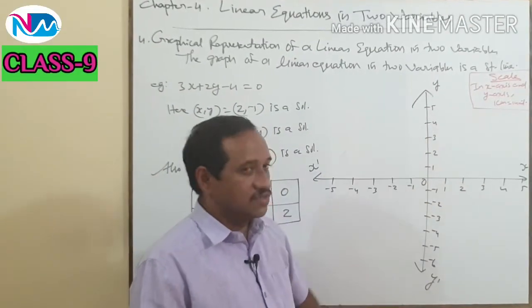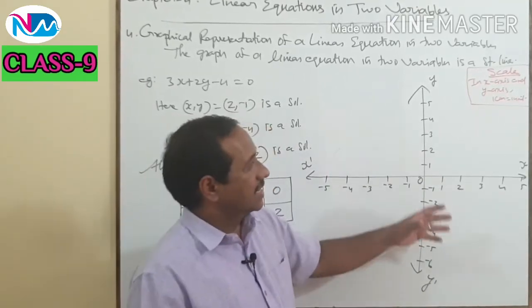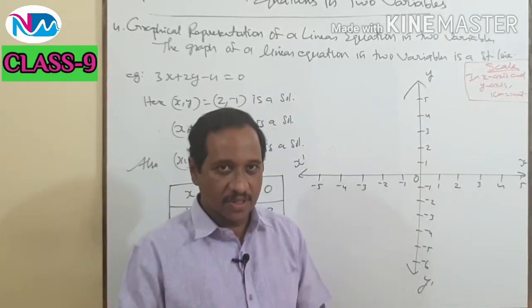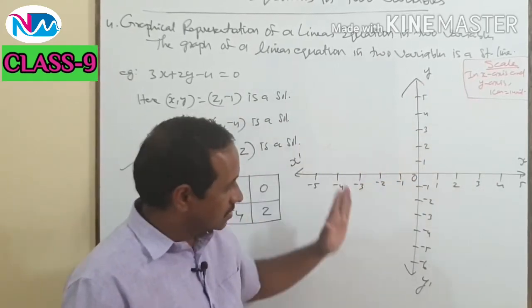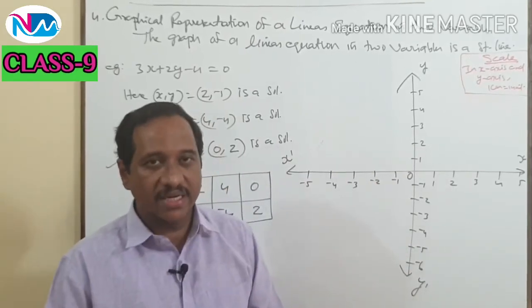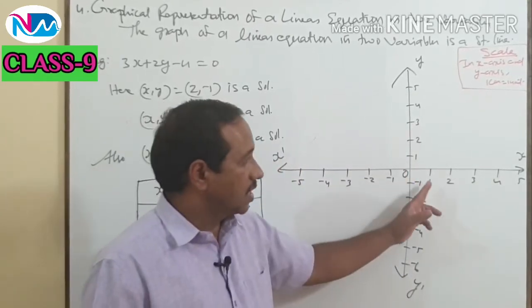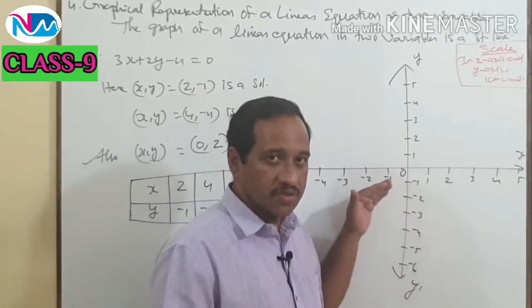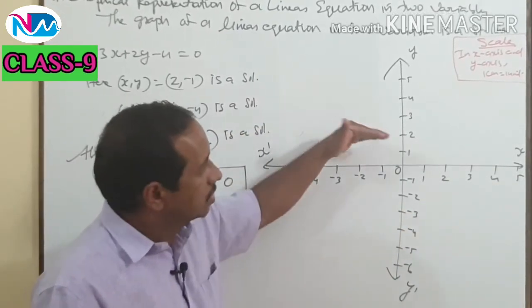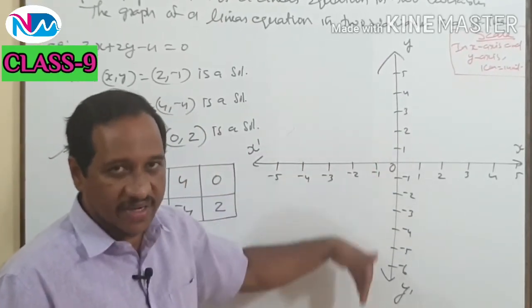Here the Cartesian plane is ready. A Cartesian plane means a graph paper with the x-axis and y-axis which divides the plane into four quadrants. This is the first quadrant, second quadrant, third quadrant and fourth quadrant. Here on both the x-axis and y-axis I have taken the scale 1 centimeter is equal to 1 unit. Therefore we have 1, 2, 3, 4, 5 positive values towards right, and -1, -2, -3, -4, -5, etc.